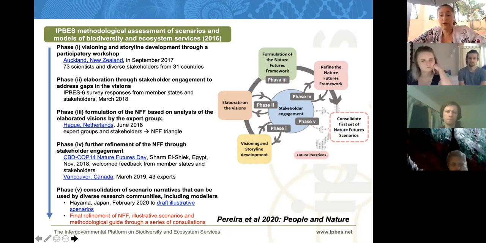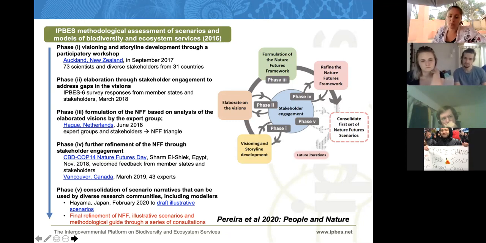We then went through a variety of different stakeholder engagement processes that I won't bore you with, but that went through just trying to test out these visions with different communities as they were associated with the IPBES. And then at an expert workshop in phase 3, there was the development of this Nature Futures Framework triangle, which I'll explain in subsequent slides. And then work following from that has been further engagement with people, particularly within the policy community, as to whether this makes sense.